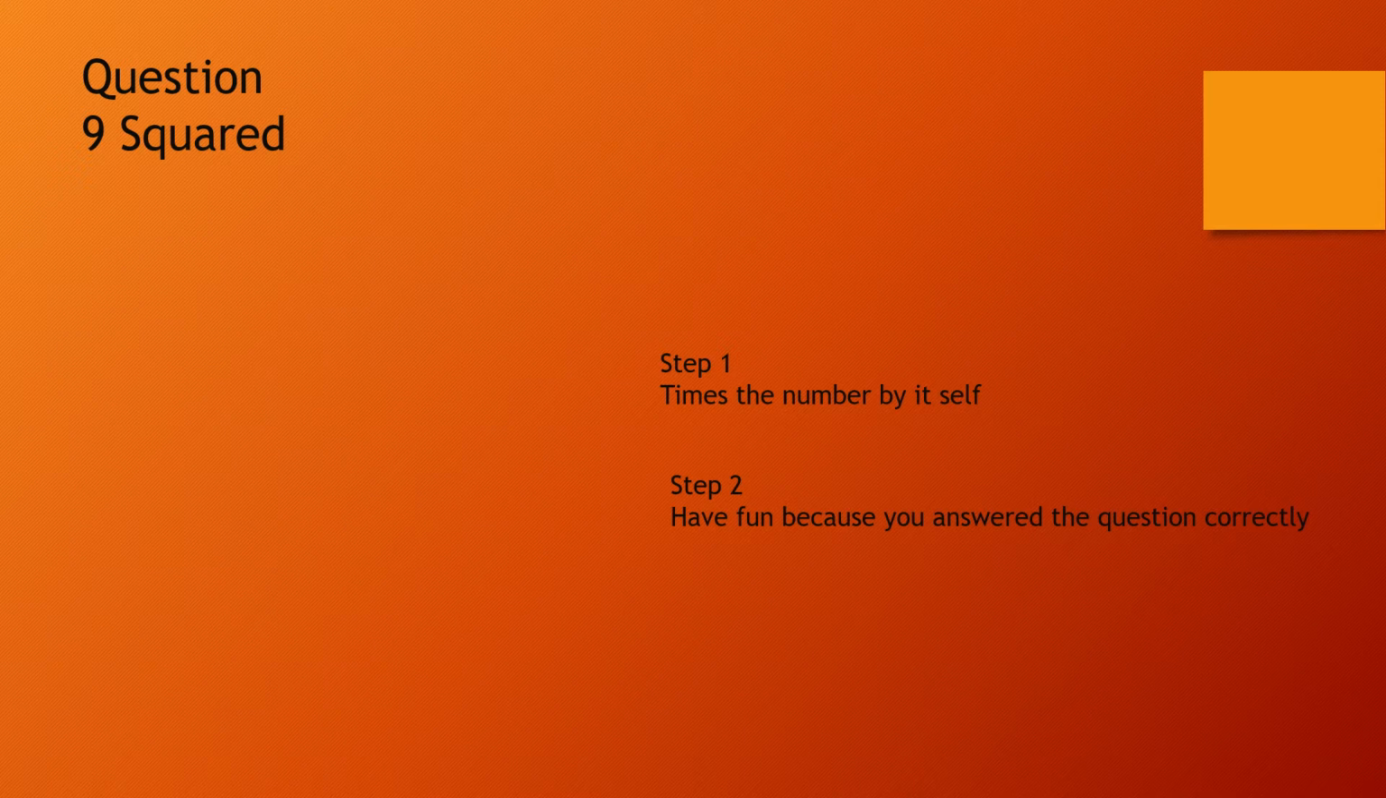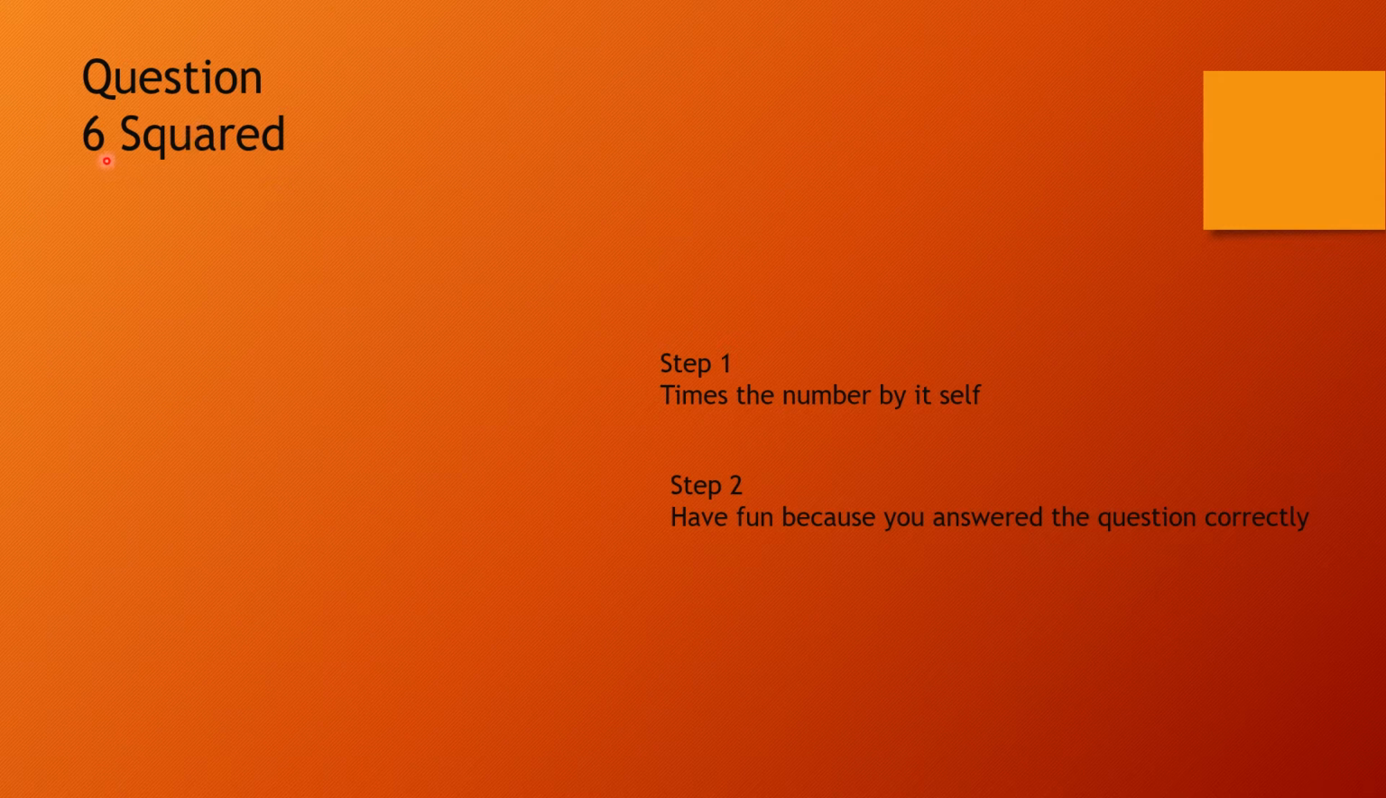Okay, so let's write our answer. No, it's 81, not 91. Because 9 times 9 is 81. You should watch my video on the 9 times table if you don't know it.